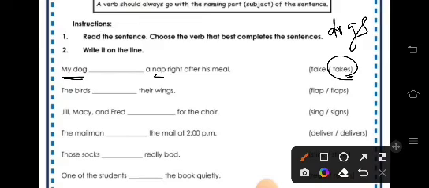Got the point? Second one, the birds dash their wings. Okay, who flaps their wings? The birds. So here the subject is the birds. Now if we are talking about a single bird, then we say only bird. But if it is birds, it is a plural subject. So when it is a plural subject, it will agree with the plural verb. That means the verb that does not have s or es at its end, that is flap. So the birds flap their wings.